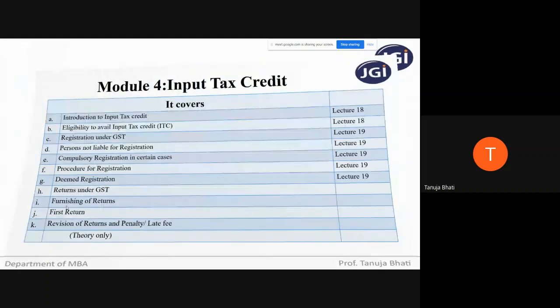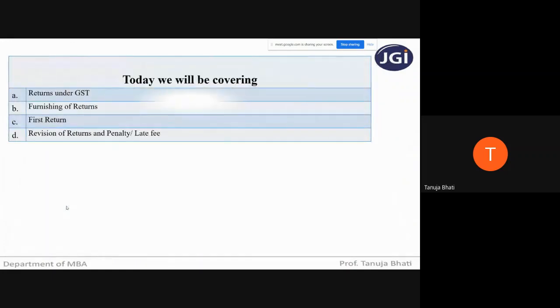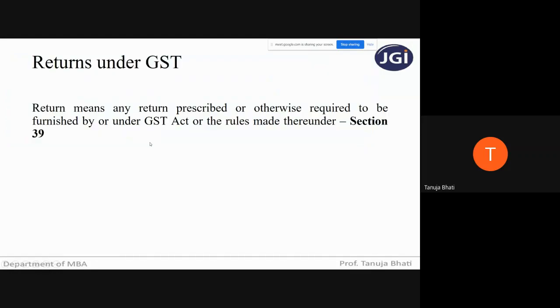So today we will be covering the returns under GST, furnishing of returns, first return, and revision of returns and penalty on late fee. So let us first understand what is the meaning of returns under GST. So returns means any return prescribed or otherwise required to be furnished by or under the GST Act or the rules made thereunder under section 39. So students, section 39 talks about returns under GST.